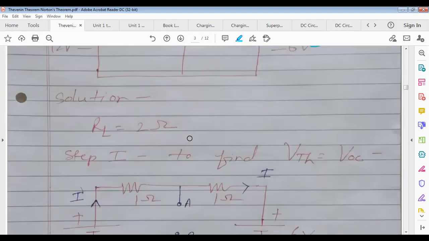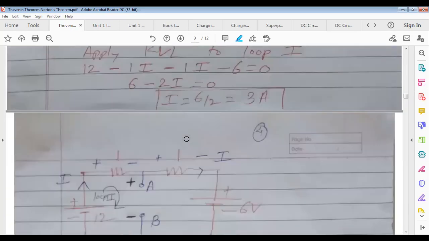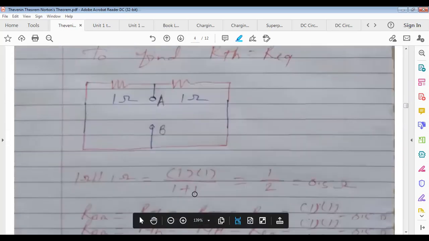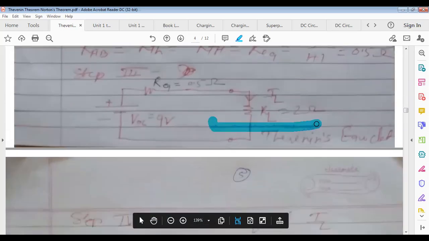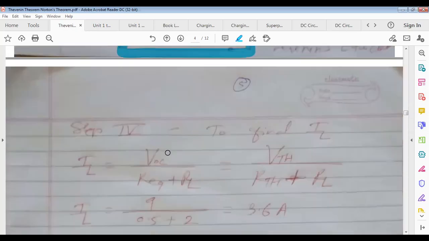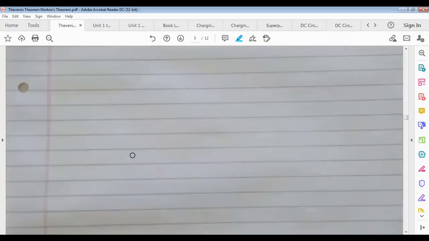So this is simple, then they will ask you IL. Options given VTH, IL, like this. So compulsorily here you have to use Thevenin's. VTH given in the options and IL, find out the IL. And for 1 mark, VTH given, RTH given, IL given. These 3 values are given, find out IL using Thevenin's for 1 mark.